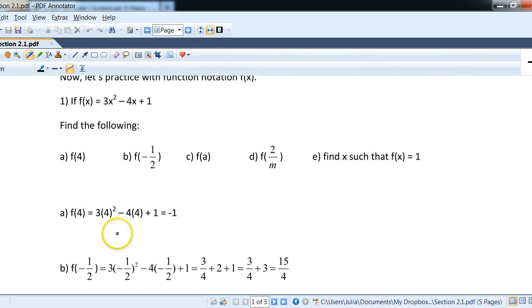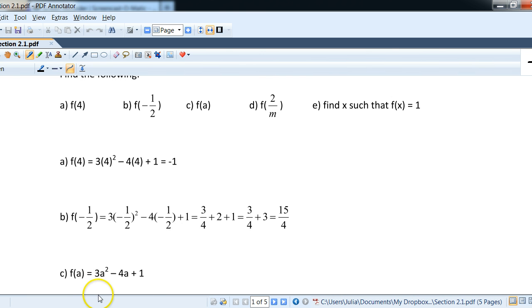The first couple are fairly self-explanatory. f of 4, we basically plug it back into the original function, and we get negative 1 as the answer. With negative 1/2, we do the same thing, and let's work with fractions a little bit. So 3 times negative 1/2 squared, we're going to get 3 times 1/4, which is going to give us 3/4. Minus 4 times negative 1/2, well, we actually get positive 2 here, and then plus 1. So we're going to get 3/4 plus 3, which is actually 3 over 4 plus 12 over 4, which is going to give us 15 over 4.